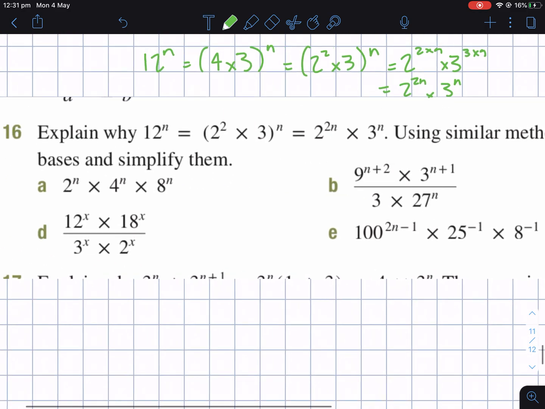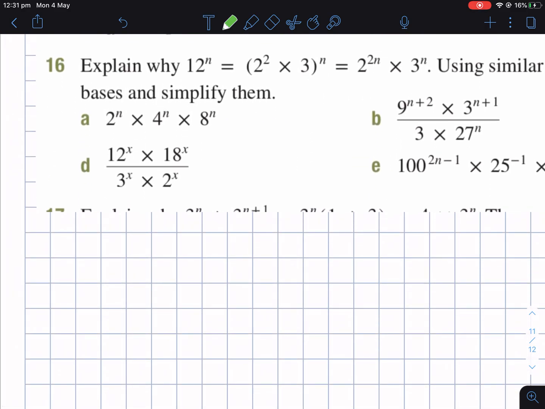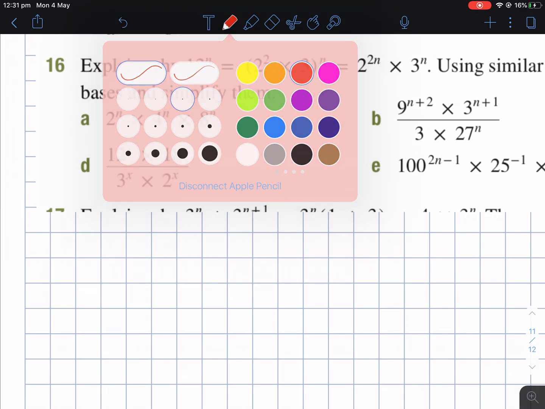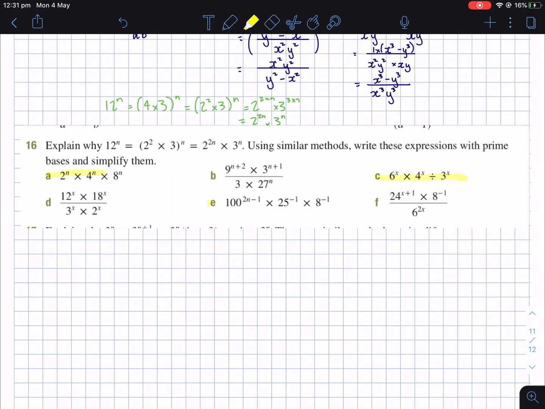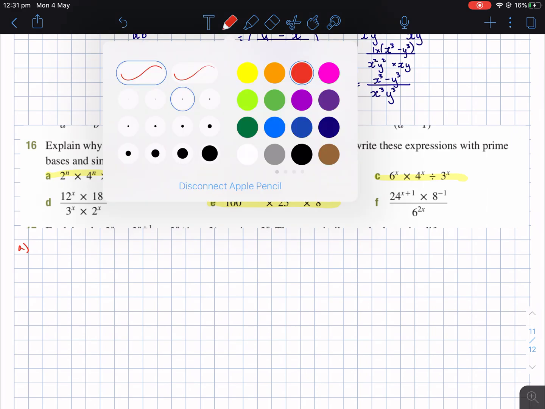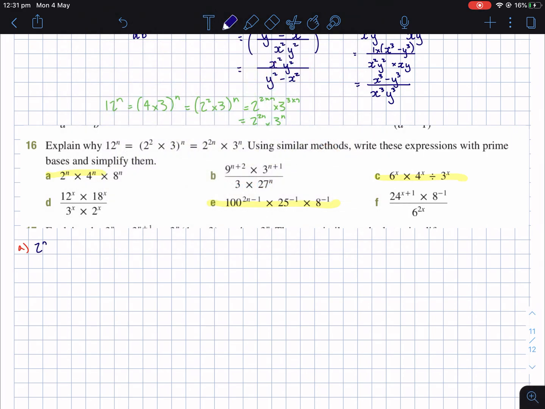Using similar methods, write these expressions with prime bases and simplify them. Now, again, we're doing every second question. So, let's have a look at a. 2 to the n is already a prime base.